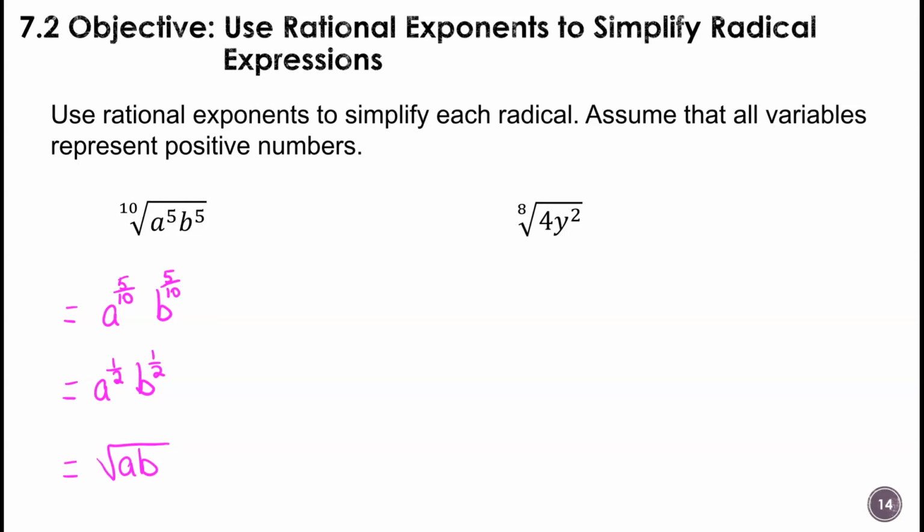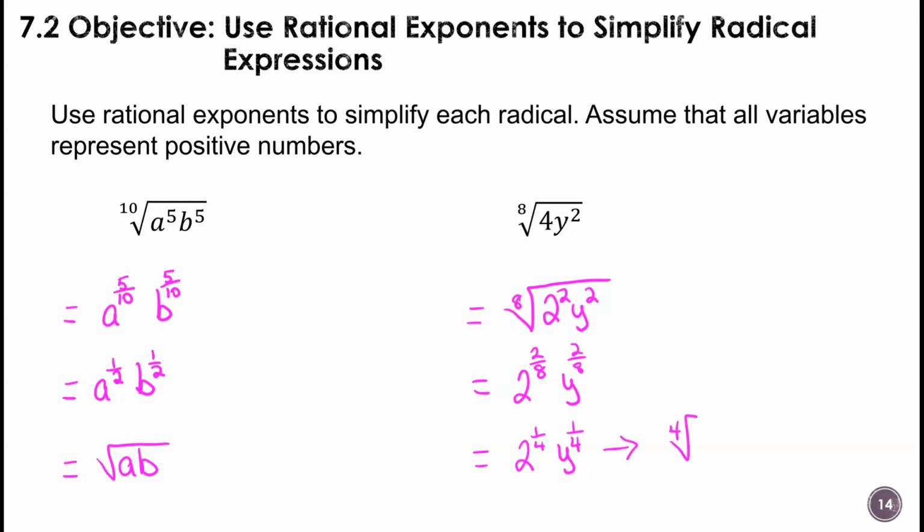Okay, one more. So the next one will be, let's see, I think I'll go ahead and break the 4 down. So the 8th root of 2 squared times y squared. So that will be 2 to the 2 over 8 and y to the 2 over 8. And that means both of them are to the 1/4 power, right? Because we just simplify the fraction. So this will be the 4th root of 2y. And that's my last example, so we're finished with this video.